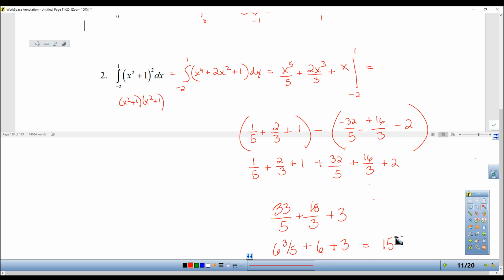3/5, or 15.6, or 78/5. Lots of ways to write the answer.